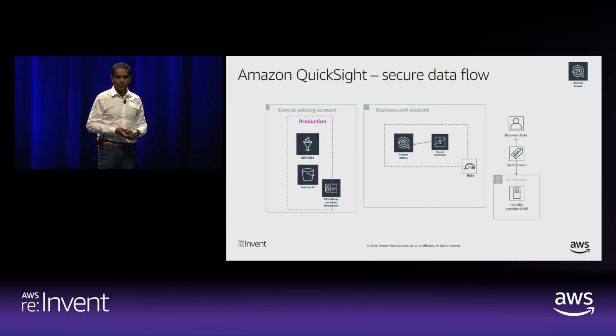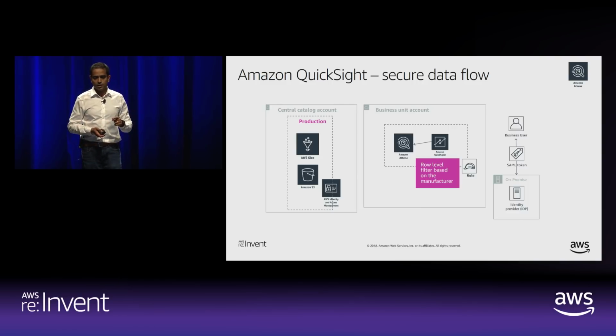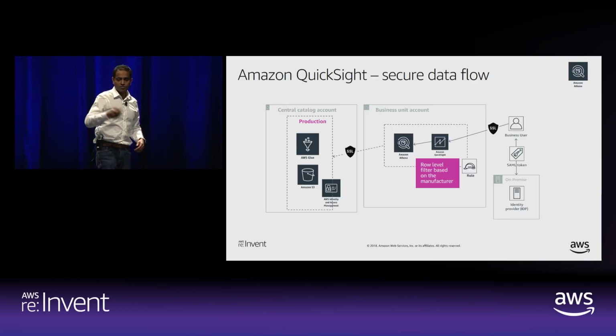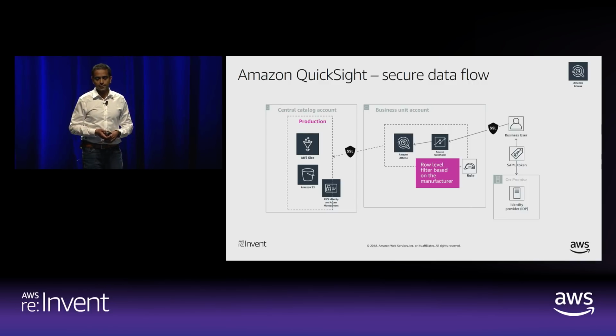So if I want to complete the diagram, this is where the business user comes in. He federates through his IDP and gets a SAML token, connects to QuickSight. QuickSight has row-level security enabled, where all the data gets filtered by the manufacturer, and calls Athena. Athena talks back to the centralized data catalog, which is actually a view that was created to lock down to a specific product category.